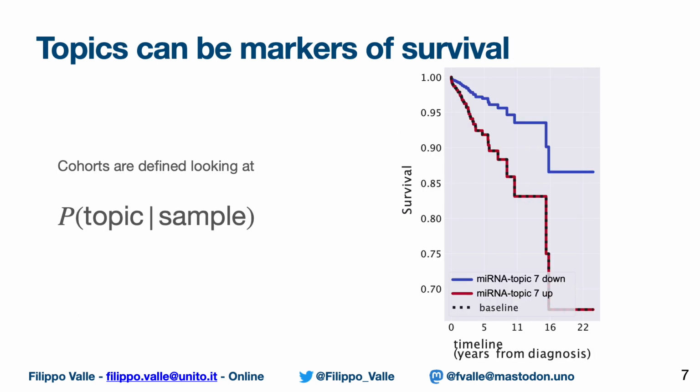One of the advantages of using topic modeling instead of clustering is that we can have this probability distribution with the topic given sample, and we can use them to create cohorts of patients. For example, we can separate patients which have a topic upregulated or downregulated. And as you can see in this figure, if a patient has a topic upregulated, their survival probability is smaller than patients which have the topic downregulated, which have a higher probability of surviving.